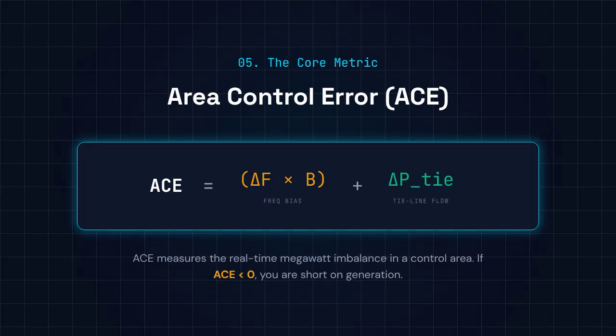That's where area control error comes in. The ACE equation quantifies the exact imbalance. ACE equals the frequency deviation times the frequency bias, plus the deviation in tie line power flows. When ACE is non-zero, the control area is either importing or exporting more power than scheduled.